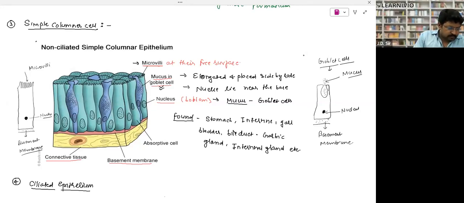And the cells which have microvilli are called absorptive cells. Absorptive cells or goblet cells, both are made up of simple columnar epithelium. Quickly, note down.